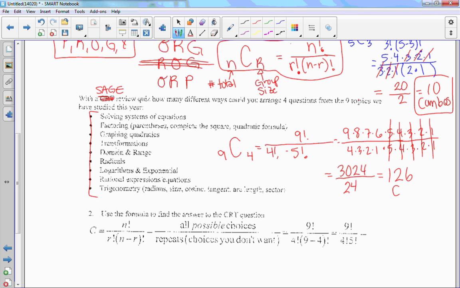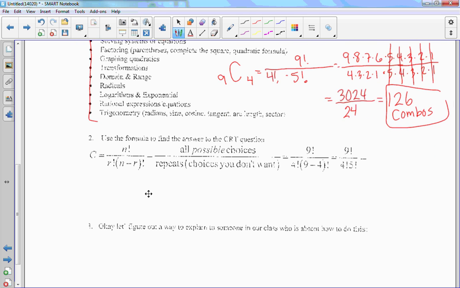126 combos. Well, we don't care about order. It's just we reach into the bag and grab a handful of 4 review questions. Now let's just practice one last time with a calculator. Make sure we know how to do this.